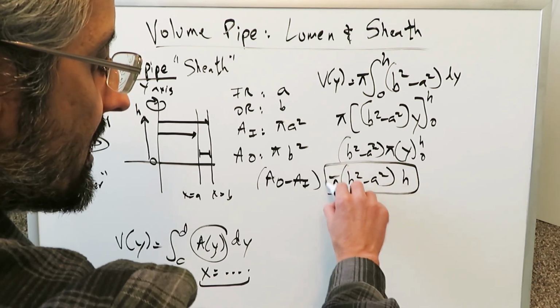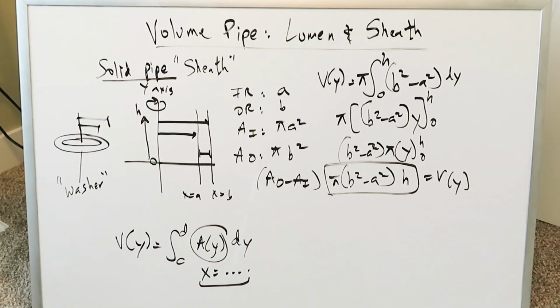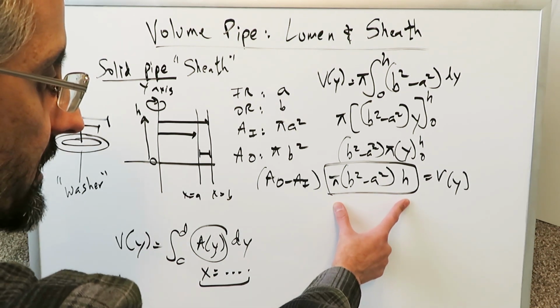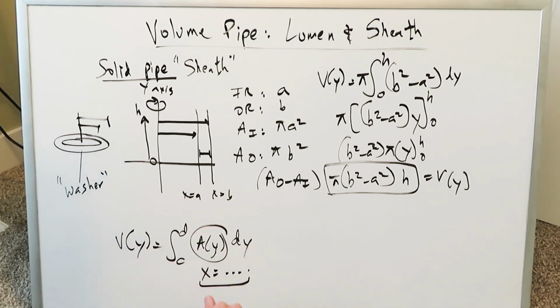This right here represents the volume of the solid portion of this pipe, the sheath of the pipe, or the casing of the pipe. This right here will also determine, based on the thickness of B and A, how much material will be used and how much a pipe of this certain dimension will cost.